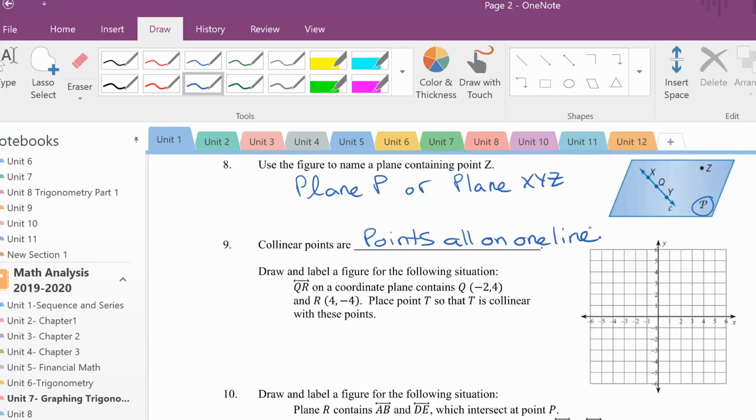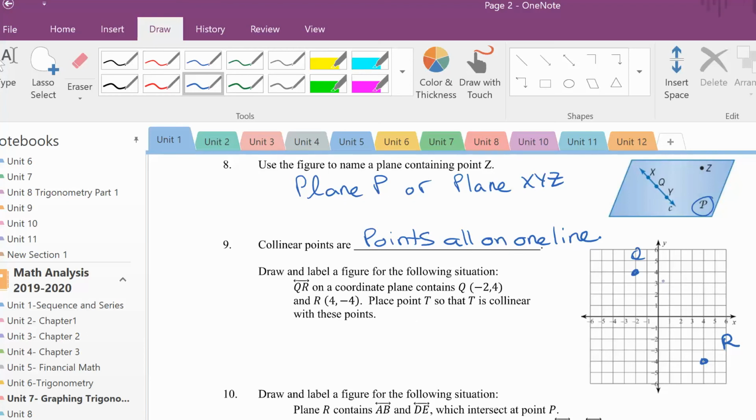So here when it says draw and label a figure for the following situation, line QR, Q is -2, 4, so -2 and up 4, so there's Q, point Q. And then R is 4, -4, so there's R. And it says place a point T so that T is collinear with these points.